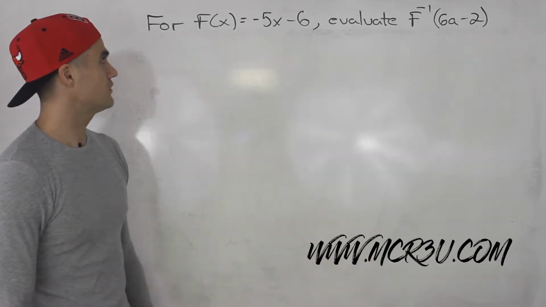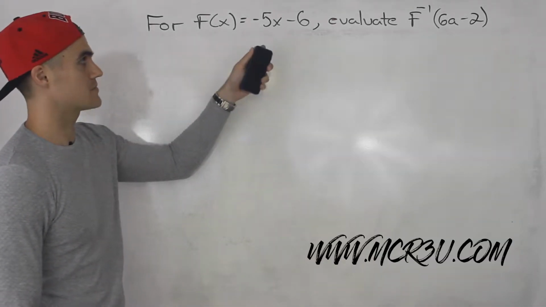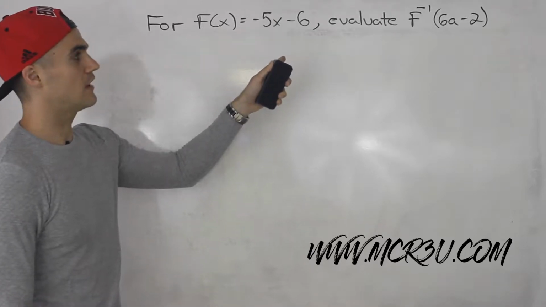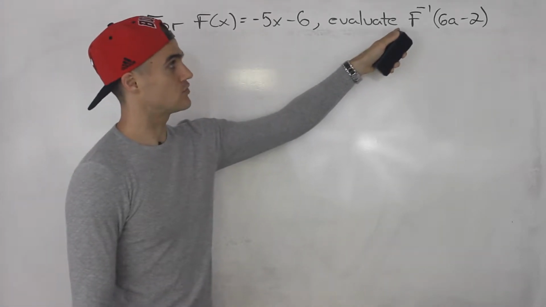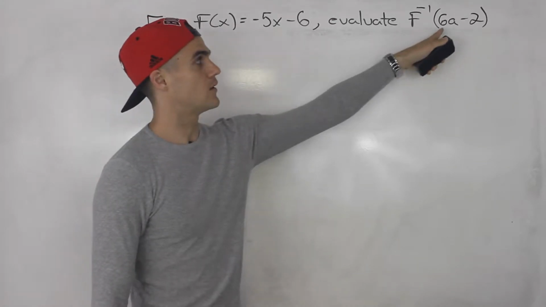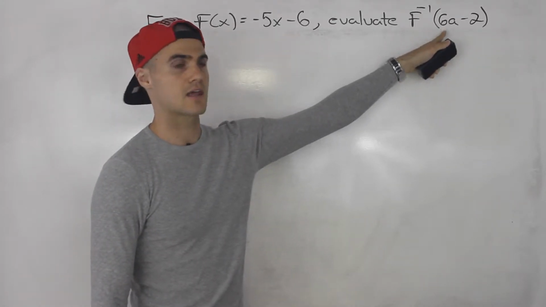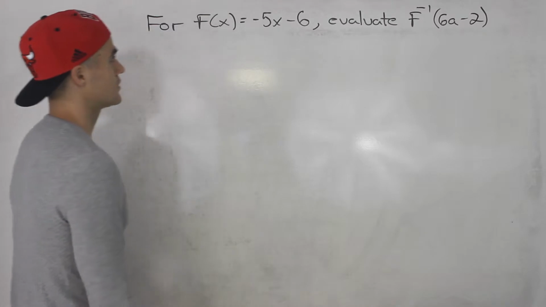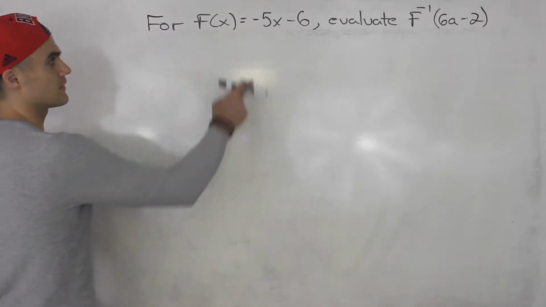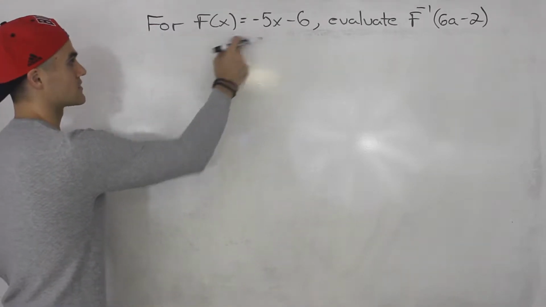In this question, we're given a function f of x is negative 5x minus 6, and we have to evaluate the value of the inverse when x is 6a minus 2. So first thing we have to do is find the inverse of this function.